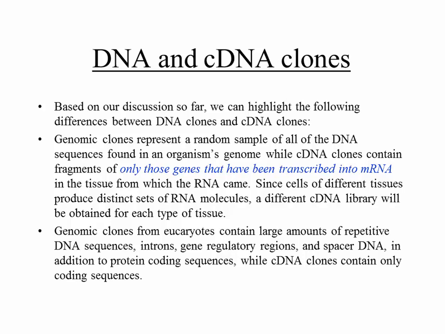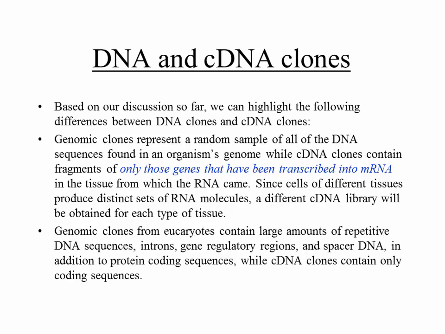The other difference to note is that the genomic clones from eukaryotes contain large amounts of repetitive DNA sequences, right? Introns, gene regulatory regions, and spacer DNA. Because as I have been saying before, only about 2% of the entire information in the genome really codes for proteins, right? So most of it is other stuff, it has other functions.